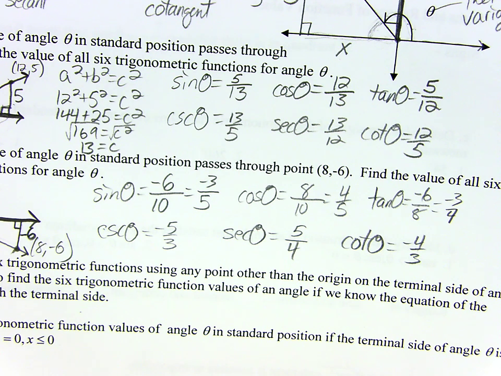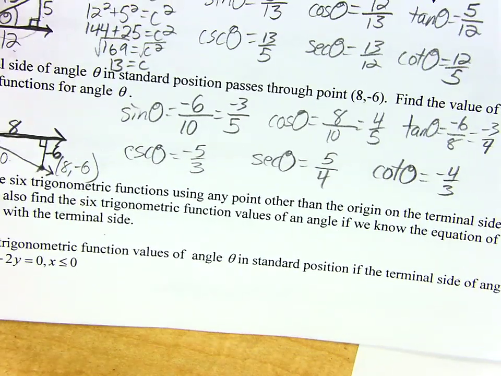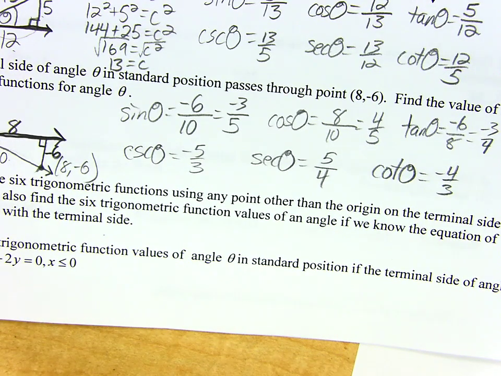Alright, so we can find the 6 trig functions using any point other than the origin on the terminal side of an angle. Yep, we talked about that. We can also find the 6 trig function values of an angle if we know the equation of the line coinciding with the terminal side. So this next problem, instead of them just telling me that the terminal side runs through this point, they're giving me the equation of a line that overlaps the terminal side.